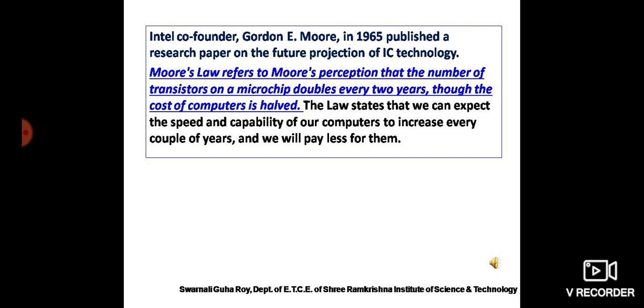That is, if more number of transistors, more number of devices, can be accommodated on a single chip, obviously this will reduce the computer price. The law states that we can expect the speed and capability of our computers to increase every couple of years, as the law suggests, and we will pay less for them. As we all know, if we can accommodate more number of devices on a single chip, that will obviously reduce the cost of production.